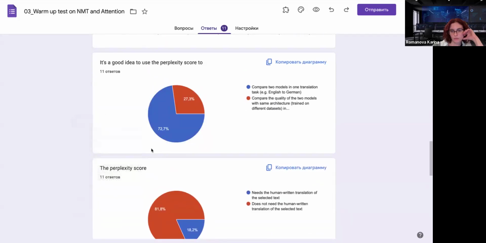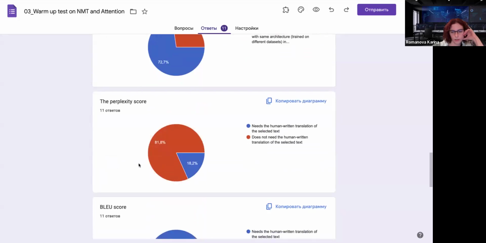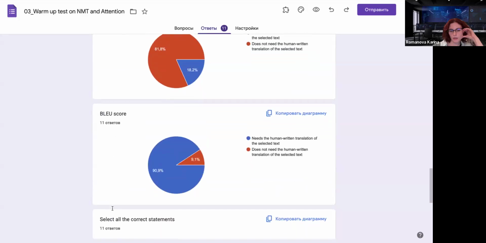A lower perplexity score indicates that the model is more confident in its predictions. The third question was about perplexity too. Here we can say that the perplexity score doesn't need a human-written translation of the selected text. We can say this because perplexity is a measure of how well a model predicts a sequence of words, and it is calculated based on the probabilities assigned by the model itself. It doesn't require a reference translation, unlike the BLEU score.